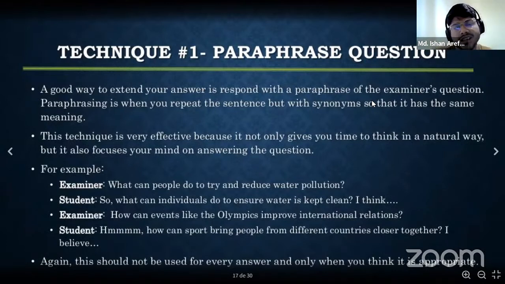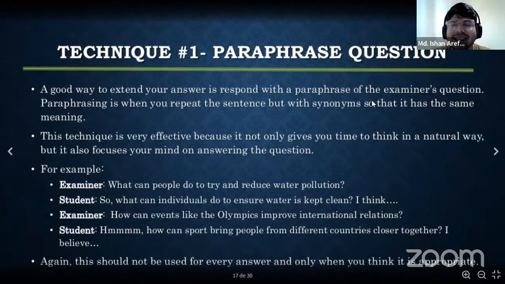Then you can see another example here. How can events like Olympics improve international relations? This is also an opinion based question. So you're starting like that: how can sport bring people from different countries closer together? I believe that. So you are just paraphrasing the question at first to broaden the length of your answer. That's a nice trick.